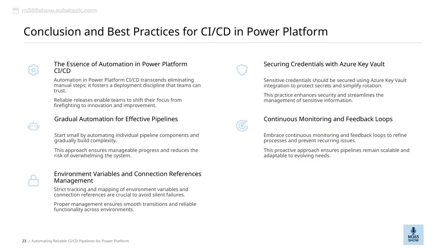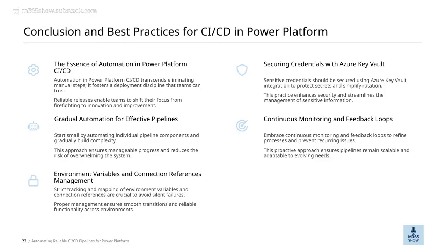As we wrap up, let's focus on some best practices for Power Platform CI/CD. First, embracing continuous monitoring and feedback loops is essential. By doing so, we can constantly refine our processes and catch issues before they become recurring problems. This proactive mindset helps ensure our pipelines stay scalable and adaptable as our needs evolve.